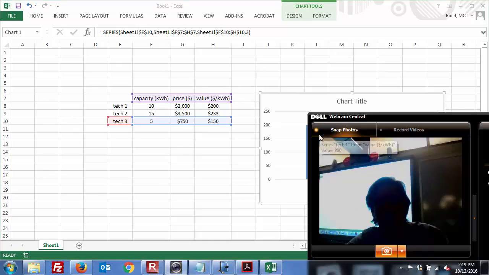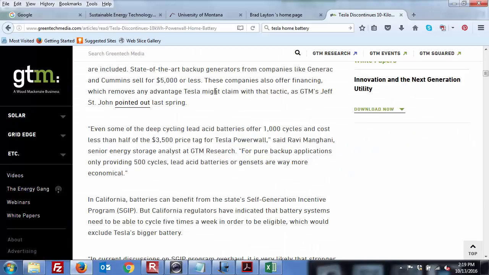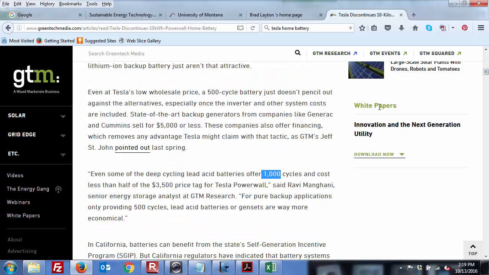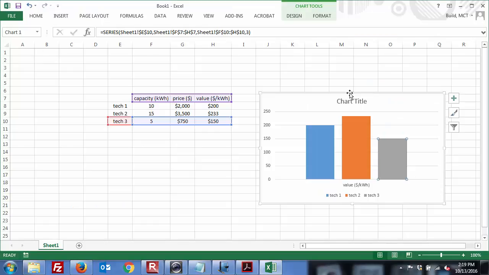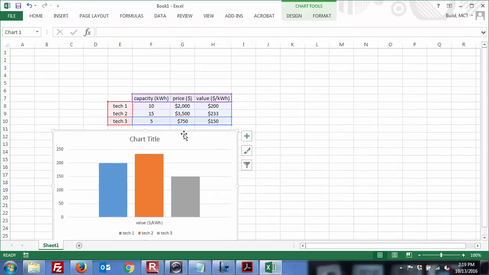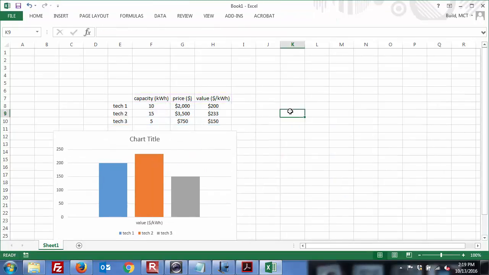Now the next factor, and this is something that I just realized: 1,000 cycles on the lead acid versus 500 on the Tesla. So we can put that in as another independent variable in Excel. So let's do that. Why would somebody want to buy a Tesla battery?